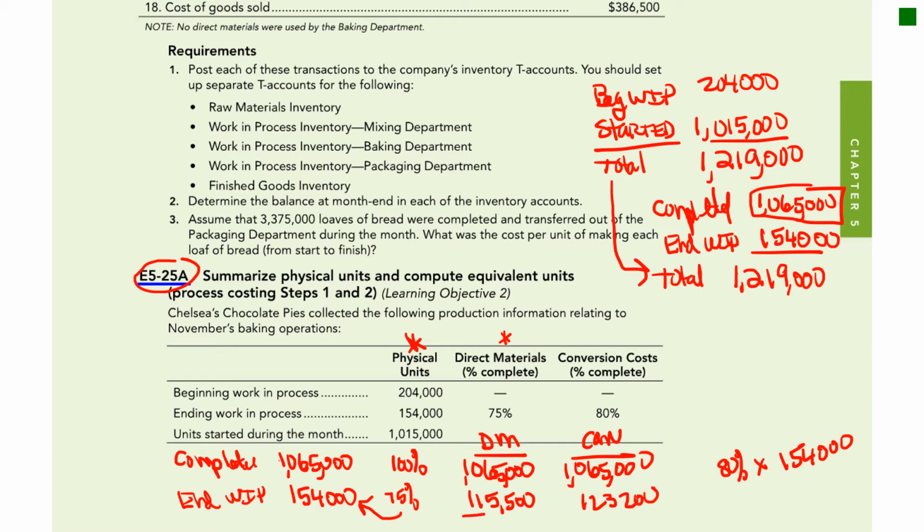Okay, and then once you get that, you simply have to add these two together. For your direct materials, you're going to get 1,180,500, and then for your conversion, you're going to get 1,188,200. And that would be your second step. That's going to be your total equivalent units.